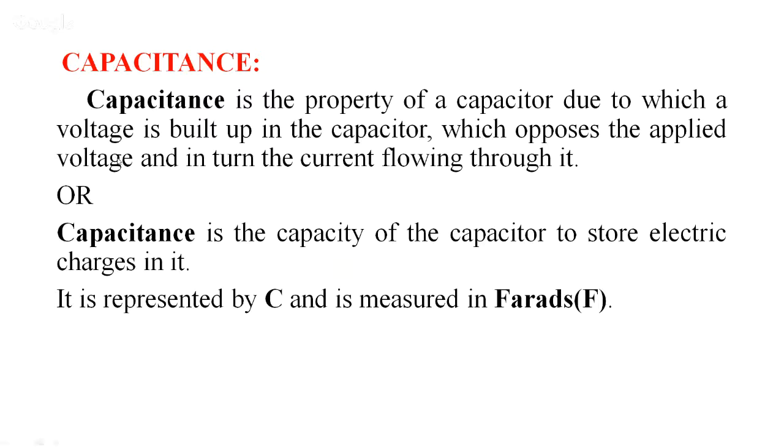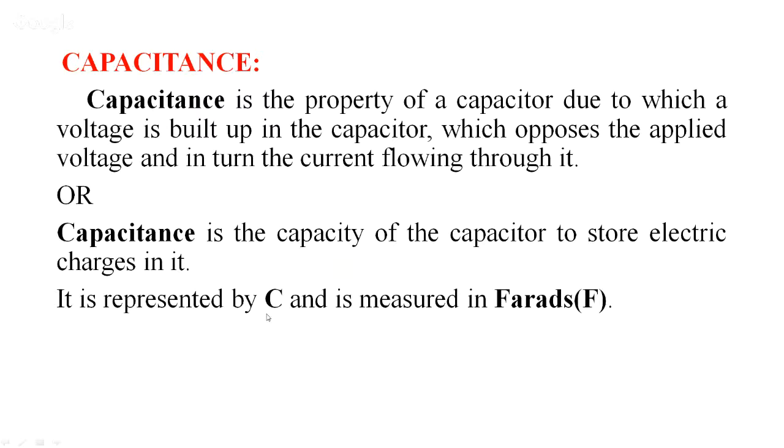Next, we'll move to capacitance. Now, capacitance is the property of a capacitor due to which a voltage is built up in the capacitor, which opposes the applied voltage and in turn the current flowing through it. It can also be defined as the capacity of the capacitor to store electric charges in it.